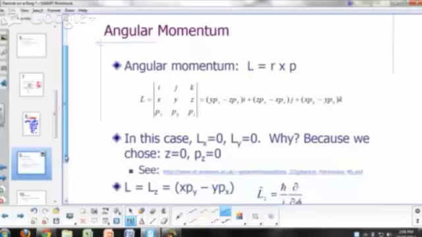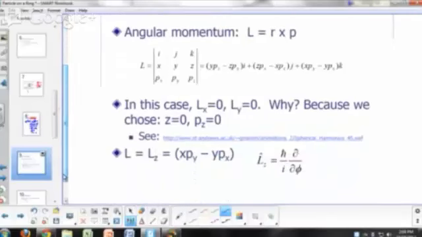Let's talk about angular momentum in a little more detail now. In general, angular momentum is the cross product of the r vector and the momentum vector. The way you can mathematically determine the cross product is by setting up what's called a determinant. You had determinants in math already a long time ago.